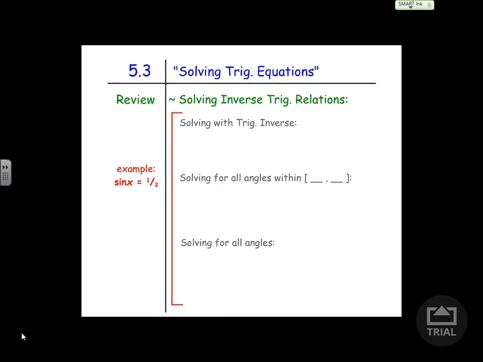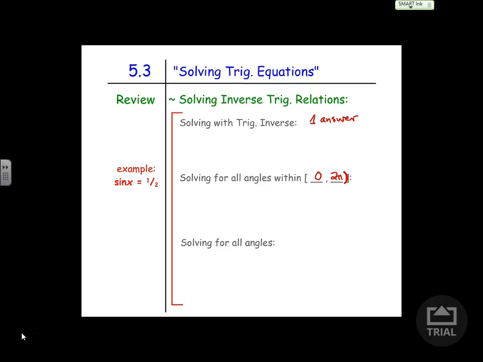So here we go. There are 3 different types of directions that you might see. All right? If you're solving with trig inverse, I want you guys to write the following. There's going to be only one answer. If we're solving for all angles within, let me just give you an example of maybe 0 to 2 pi. That's pretty common. Actually, usually in the book, they make that 2 pi open because it's back to the beginning at 0 again. So usually that's open.